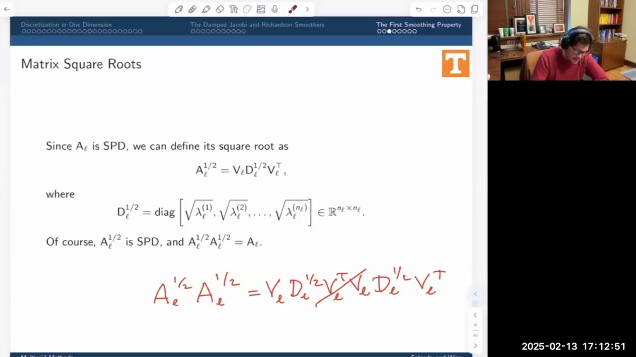Now, when I multiply D_L^{1/2} times D_L^{1/2}, these two matrices here, I just get D_L. And so it's pretty clear that what I get back is just going to be V_L D_L V_L transpose. So that's A_L. Cool. So that says right away that this makes sense as a square root. I have A_L^{1/2} power, A_L^{1/2} power is equal to A_L. Okay, square matrix, and same size matrix.